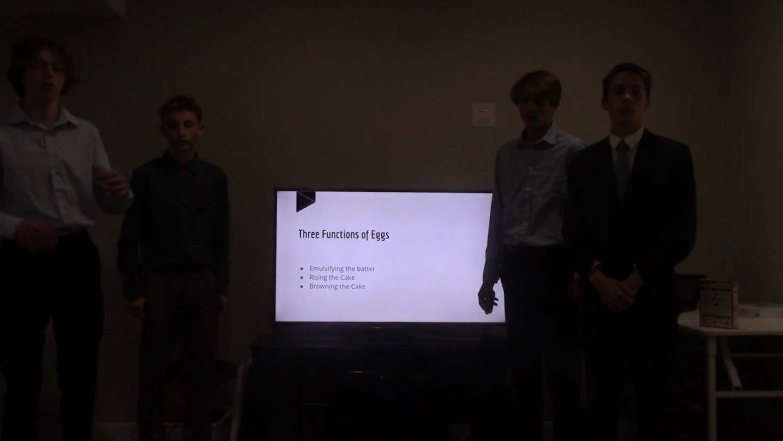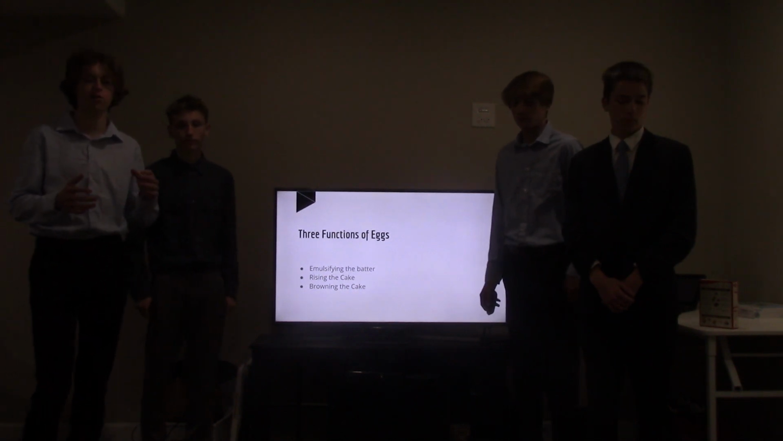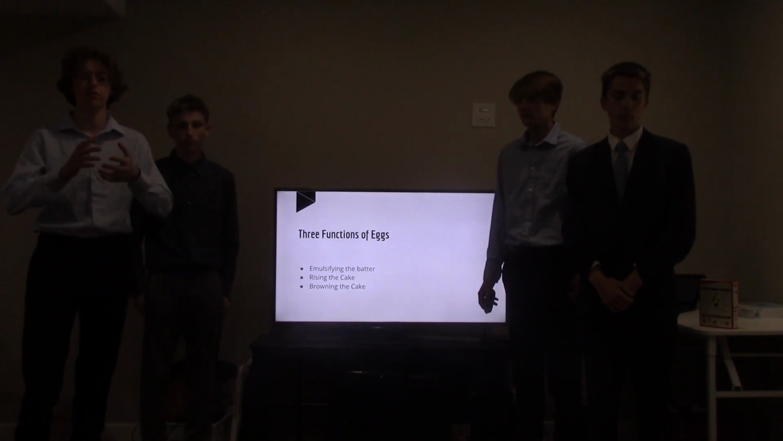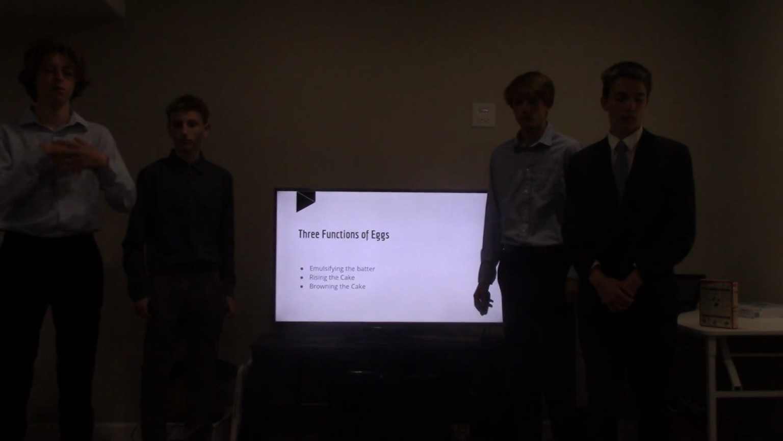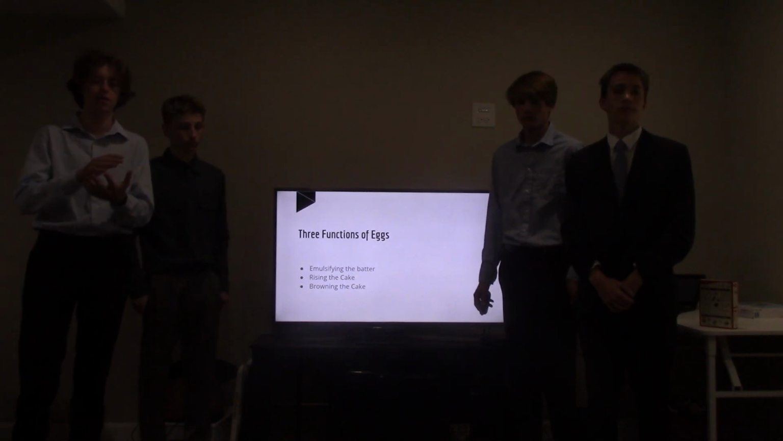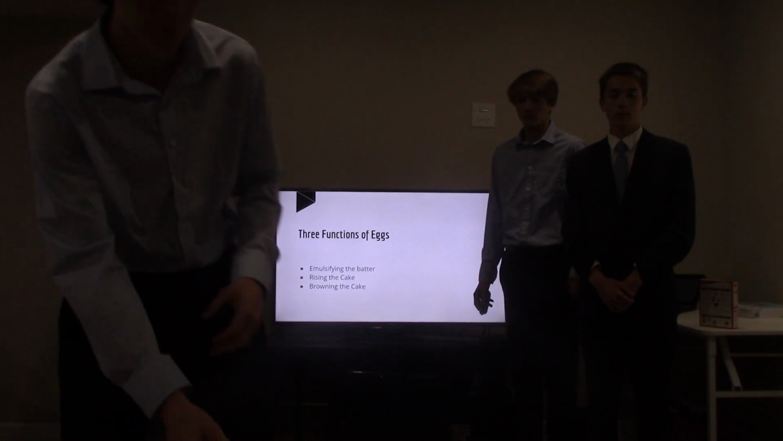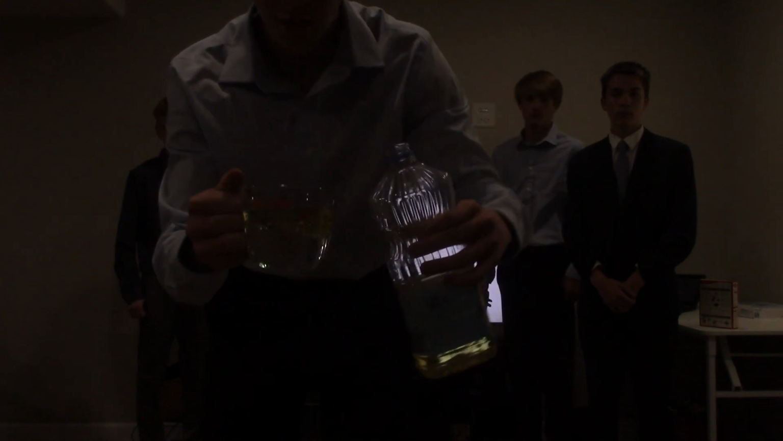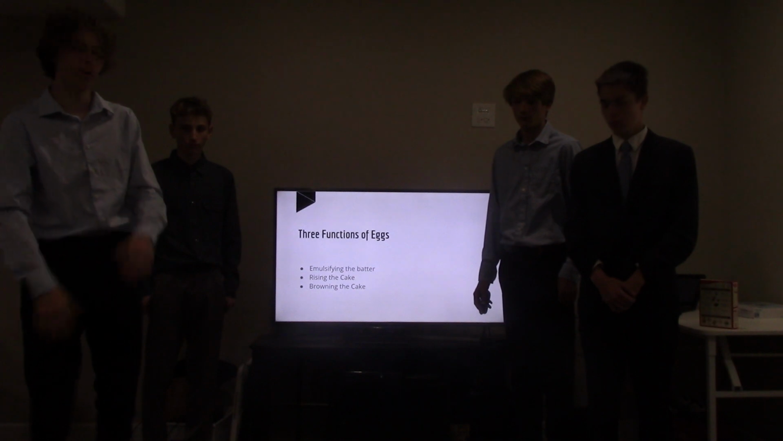So to start, according to ScienceDirect.com, emulsifying is when you take two immiscible liquids and you combine them together and you get another ingredient that allows them to emulsify, which basically allows them to mix together. So for example, two immiscible liquids would be oil and water. And if I pour this oil on top of the water, as you can see, the oil does not merge with the water, it just sits on top. And what the eggs do is they allow those two liquids to combine.